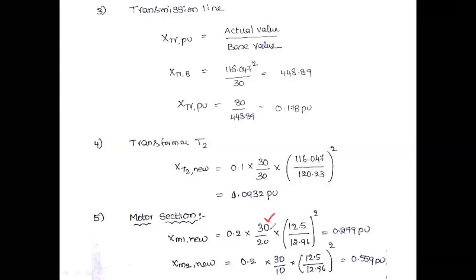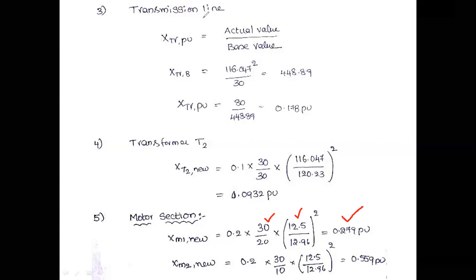So this is MVA base new, and this is MVA base old. And now KV base old 12.5, KV base new is equal to 12.96 whole square. If you multiply and simplify that, you will get 0.279 per unit. Similarly, you can also obtain the reactance for the second one also.